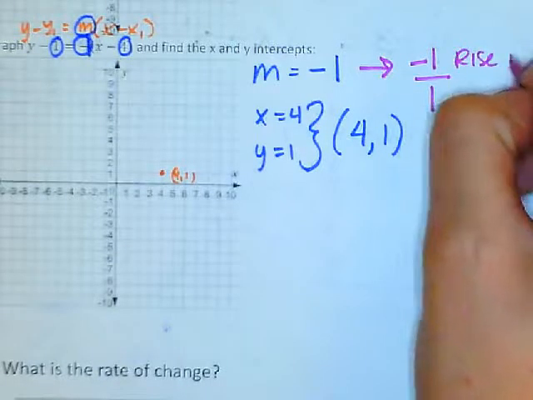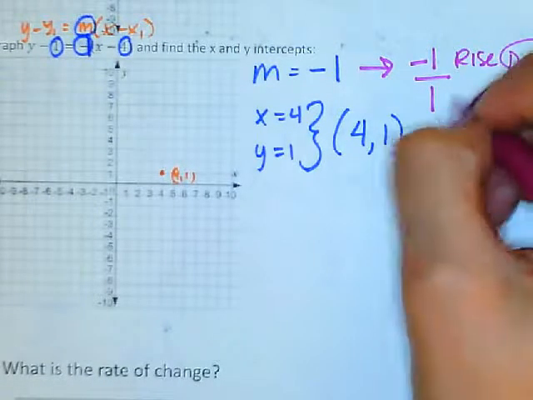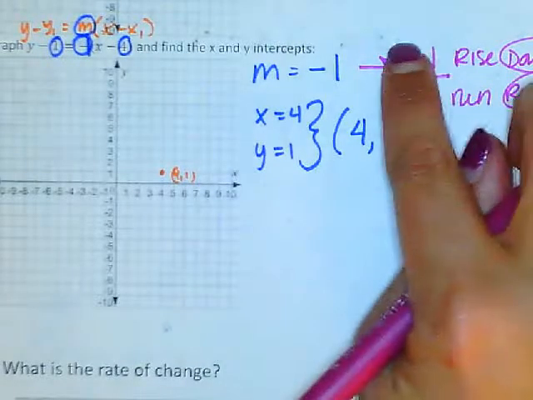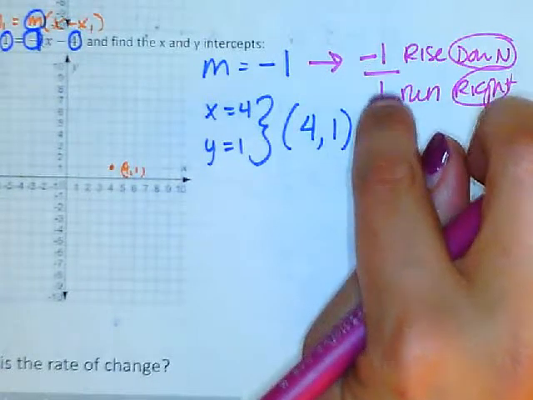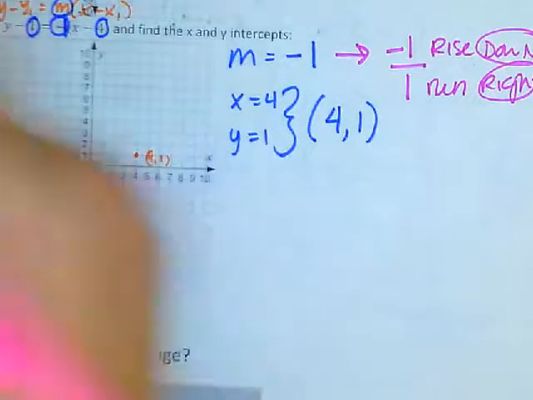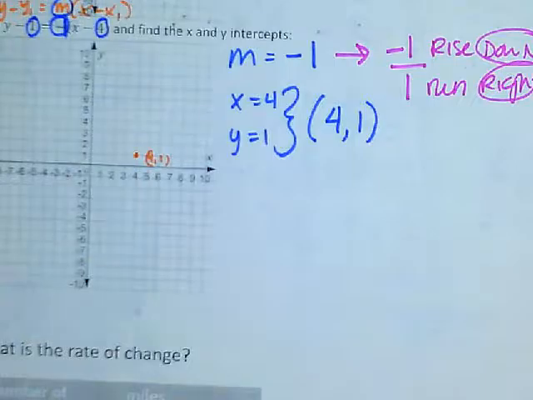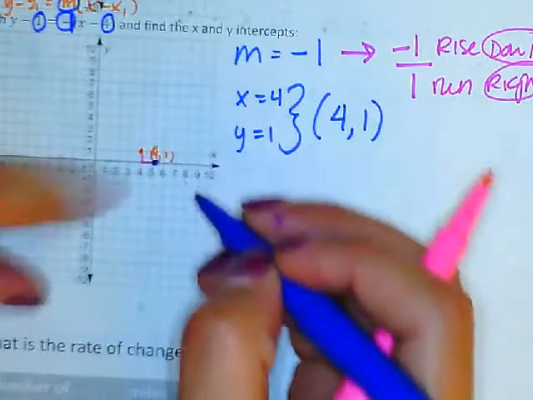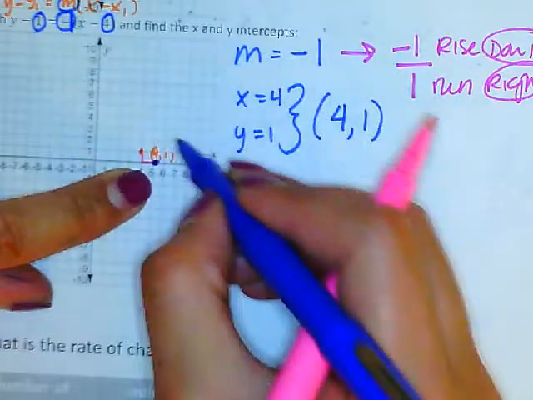So this would be my rise, which means I'm going to go down. And my run, which means I'm going to go to the right. I say down because there's a negative. So that's why down. And this one's positive. So from there, I'm going to go down 1, to the right 1. And there's going to be a point. And I'm going to stop because I only need my x and y intercepts.